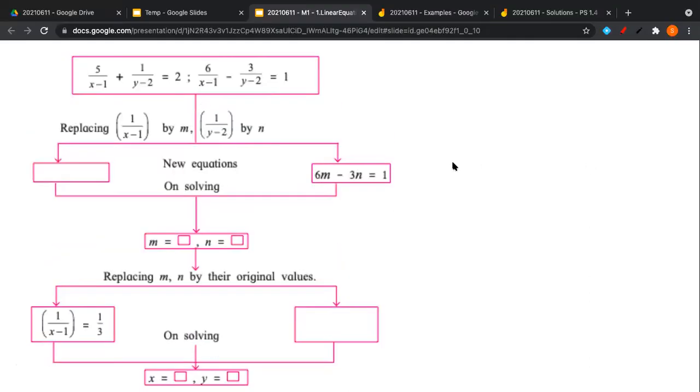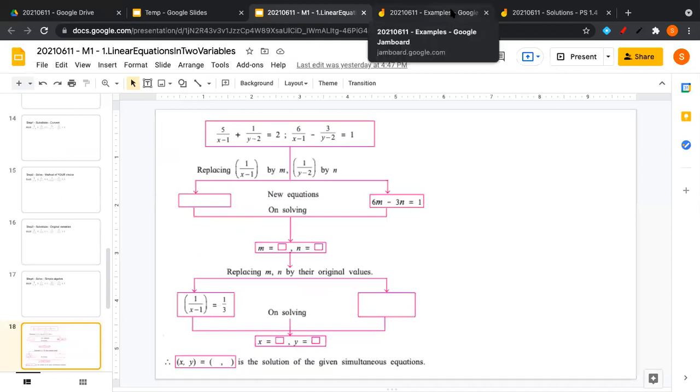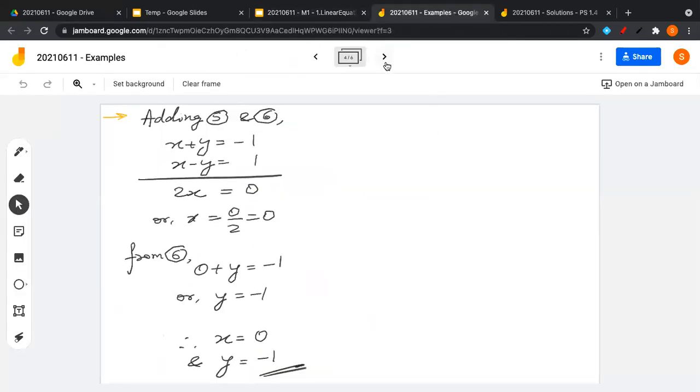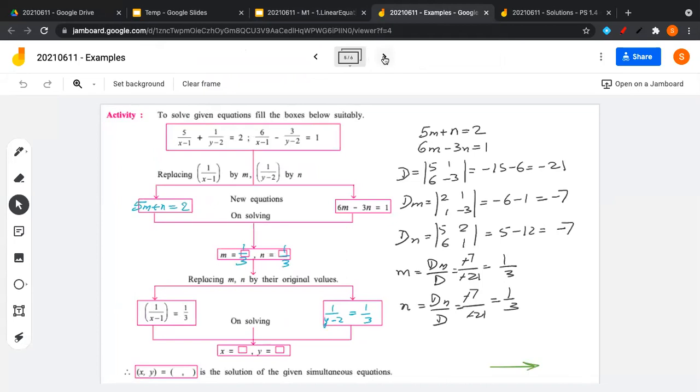So let me see what I have written. Let us see if I have written it right. Coming to your screen now. Did you get 1 by 3 and 1 by 3? If you got 1 by 3 and 1 by 3, it is correct.